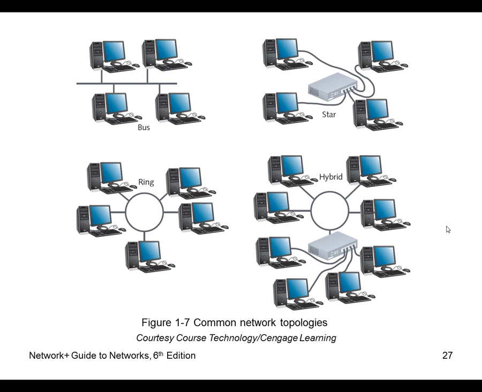Okay, so here's our star again. Everybody's connected to the center like this. We could have a hybrid, a ring with a bus, or a ring with a star with a bus. You could have a mixture of them. We actually have a star with a bus because we have a star in this room and port, which is it?